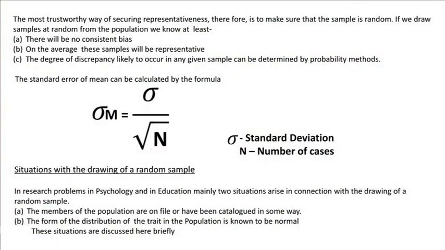Situations with the drawing of a random sample. In research problems in psychology and education, mainly two situations arise in connection with the drawing of a random sample. A, the members of the population are on a file or have been catalogued in some way. I have told you 1, 2, 3, 4, 5. Number 2, the form of the distribution of the trait of the population is known to be normal, it should be normally distributed. These situations are discussed briefly.